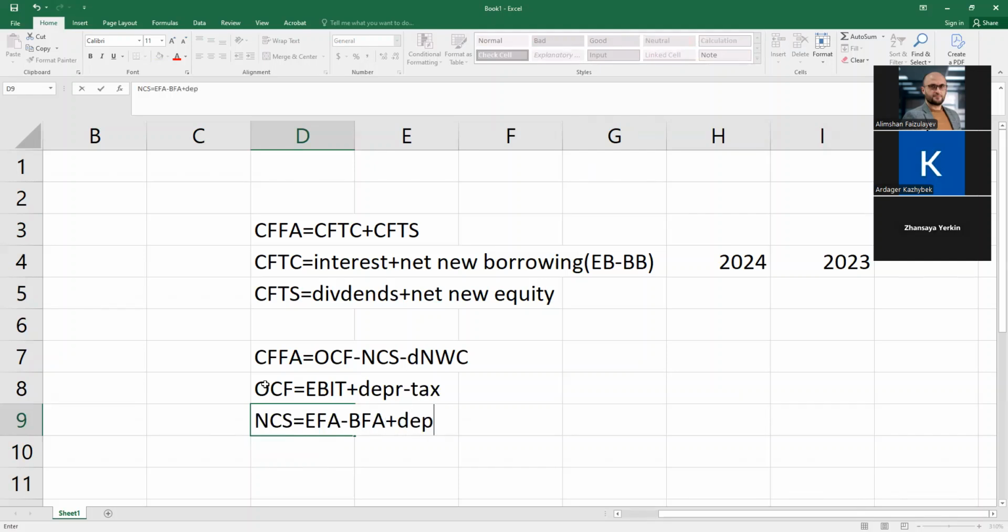Plus depreciation. It could be anything. You can buy the land, you can sell the land, whatever. And the last one is change in net working capital. It's basically ending net working capital minus beginning net working capital. And the net working capital is what? It is the current assets minus current liabilities. Perfect.